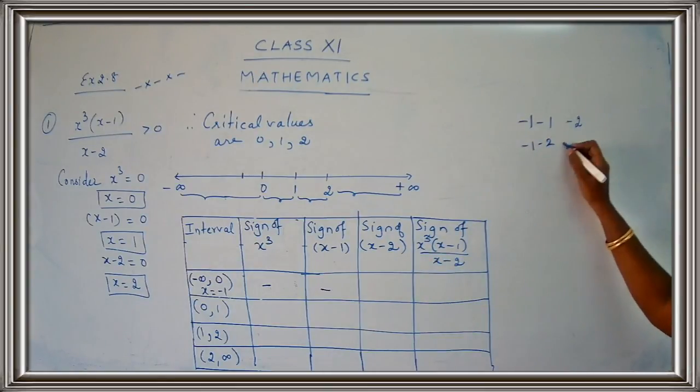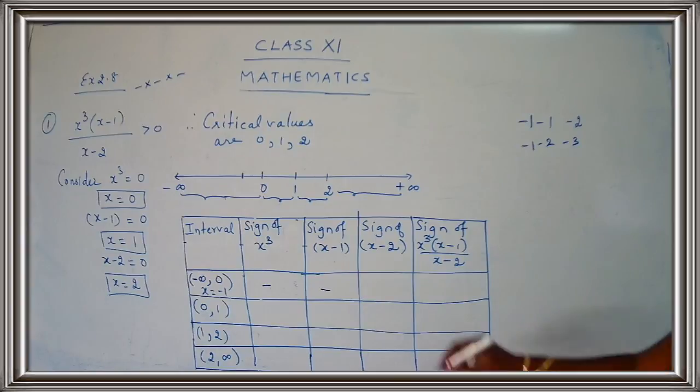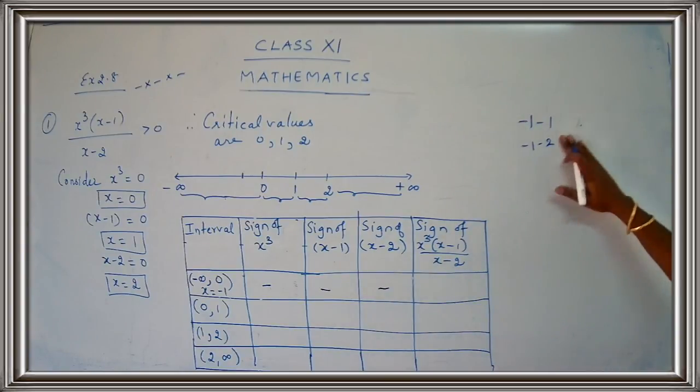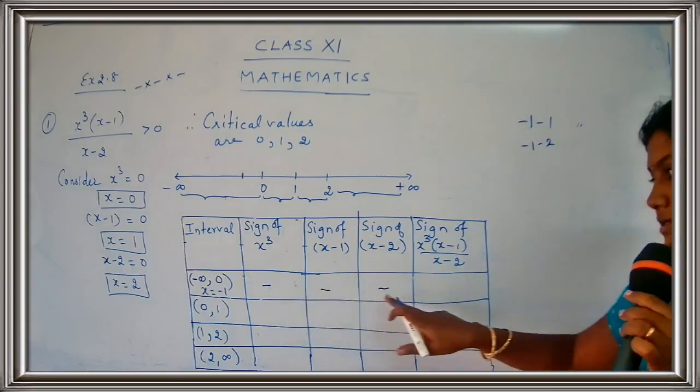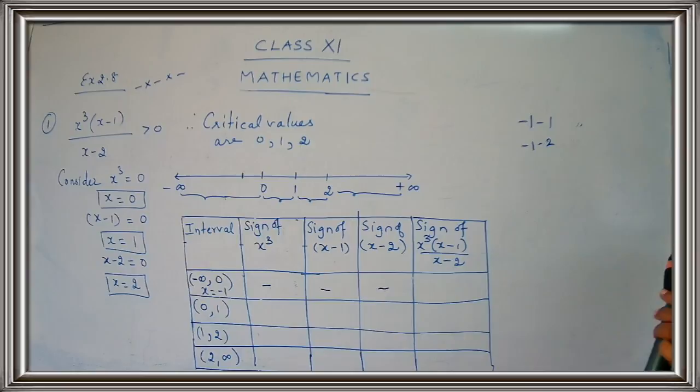Minus minus, so you have the answer as minus 3. We are not worried about the values. We are not going to write the values. We are just going to focus only on the sign. So I get a negative sign. Now let us go for the next one.